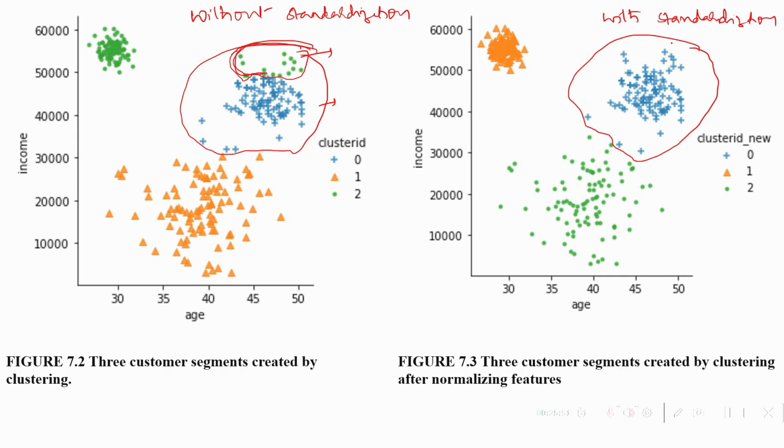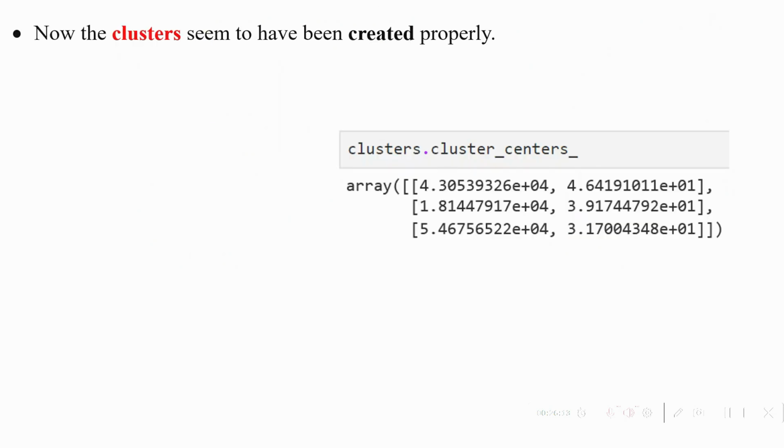Here, after applying the standardization, what happened? All the features are converted to a standard scale. Some uniform values are there, so all the elements are very close to each other. That means these elements also belong to the same cluster. That is the importance of standardization. So now the cluster seems to have been created properly.